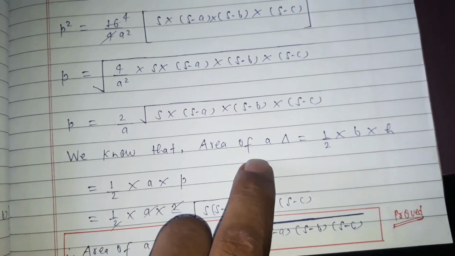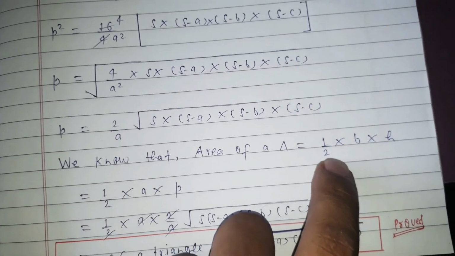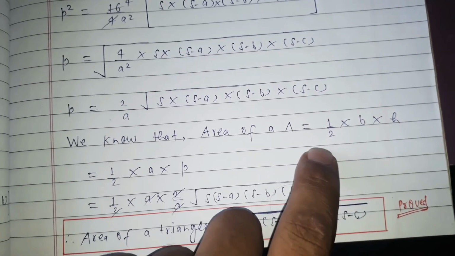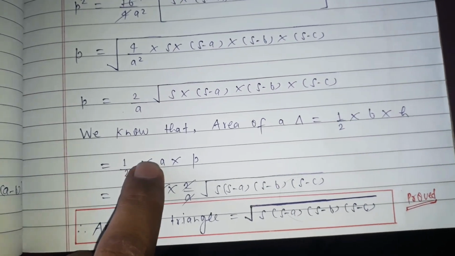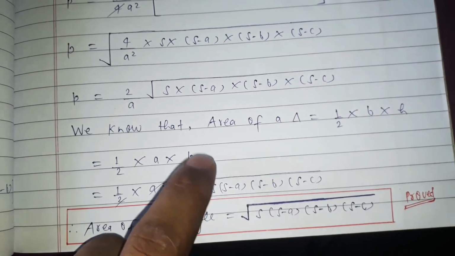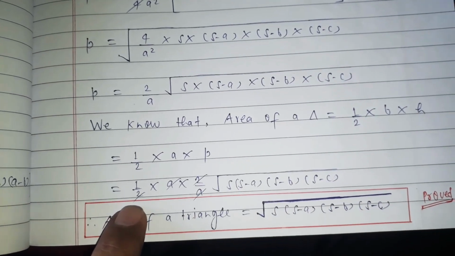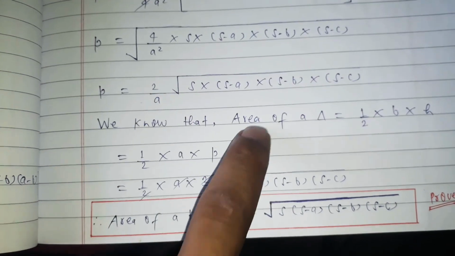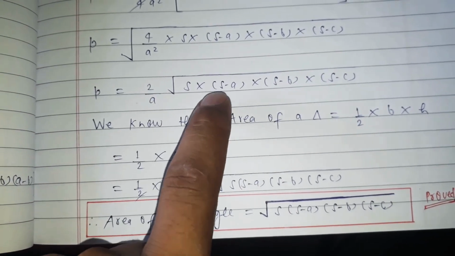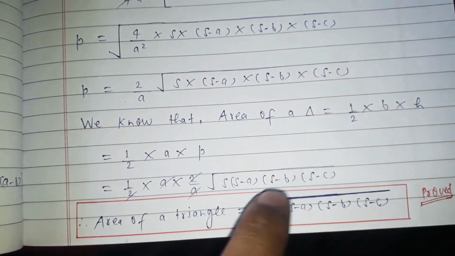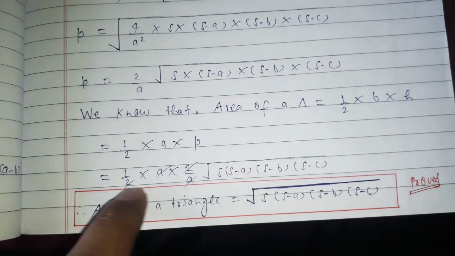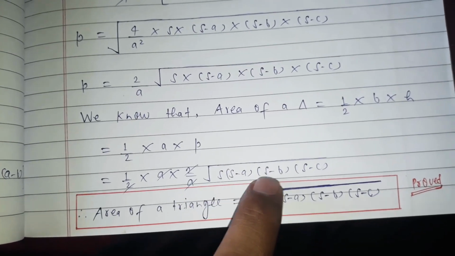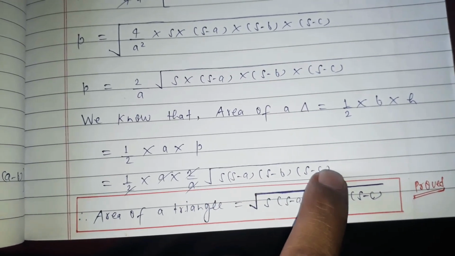We know that area of a triangle equal to half into base into height. Now from the figure, base is a and height is p. So here we will put the value, so half into a, and the value of p is 2 by a under root s into s minus a into s minus b into s minus c. Here we will put the value, so here comes half into a into 2 by a under root s into s minus a into s minus b into s minus c.